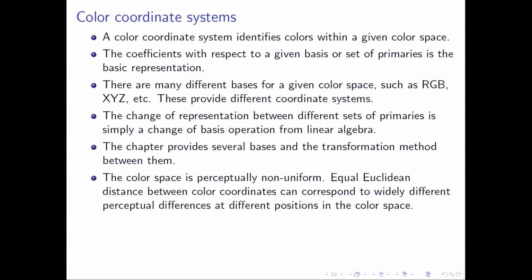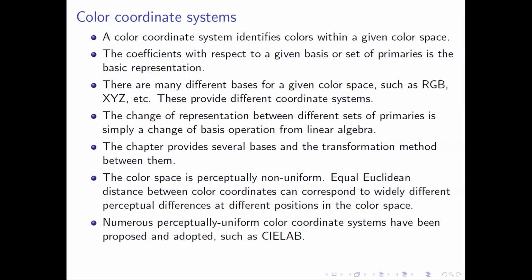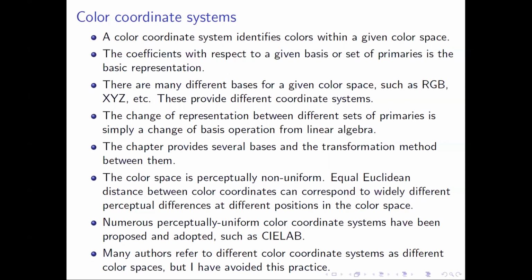The linear coordinates given by tristimulus values have the disadvantage of being highly perceptually non-uniform. Euclidean distance in the color space is not a good measure of perceptual color difference. The chapter presents a number of approximately perceptually uniform color coordinate systems, such as CIE-LAB. We often see in the literature different color coordinate systems referred to as different color spaces, such as RGB space, XYZ space, LAB space. However, I reserve the term color space for the set of colors associated with a specific viewer or device.